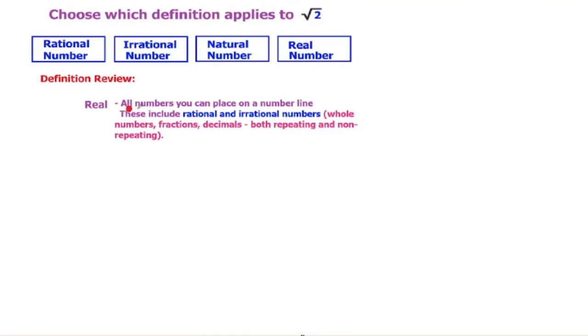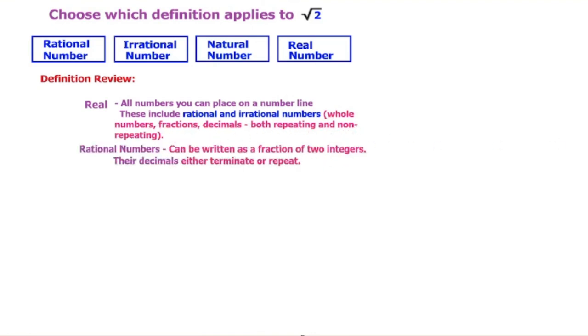Real numbers are all numbers you can place on a number line. These include rational and irrational numbers. So that means whole numbers, fractions, decimals, both repeating and non-repeating. Basically any number. Rational numbers can be written as a fraction of two integers. Their decimals either terminate or repeat, so they don't go on forever, okay?